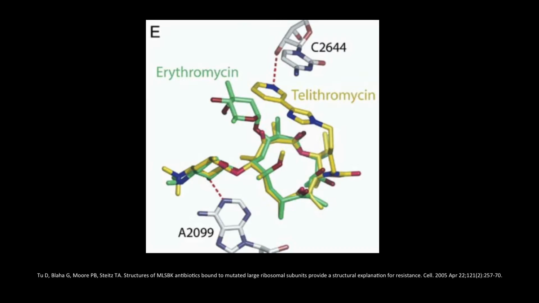This illustration summarizes the relevant interactions of the two antibiotics within the active site. Both antibiotics participate in hydrogen bonding with the adenine nucleotide, but only telithromycin has additional interactions with the cytosine nucleotide via its alkyl-aryl extension.